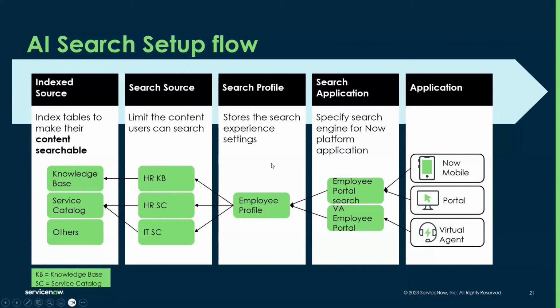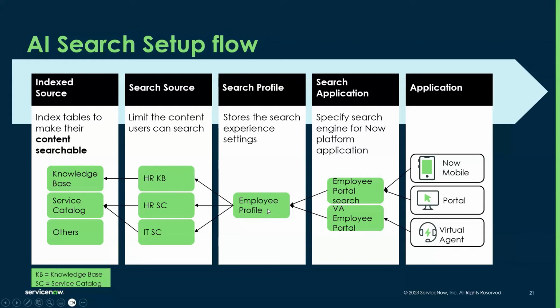The third building block is about creating a profile. A profile is nothing but setting up what kind of experience you want to show your end users, the people who are going to utilize AI search. You can literally configure something like synonyms for this particular profile. You can of course create multiple profiles. This image is showing one profile here, the employee profile.